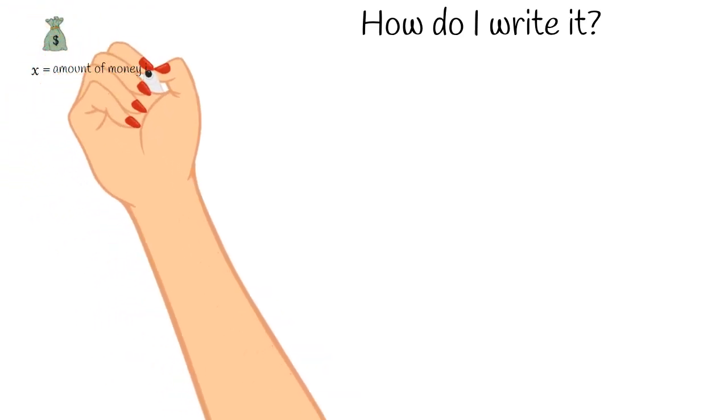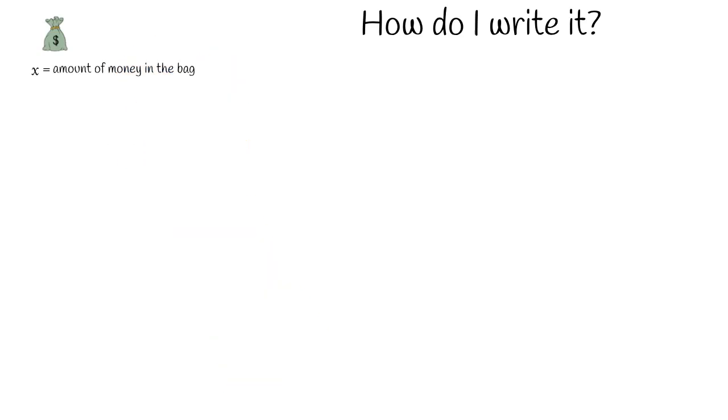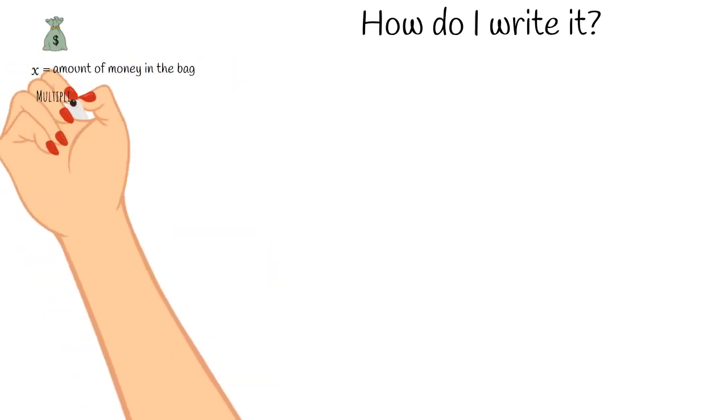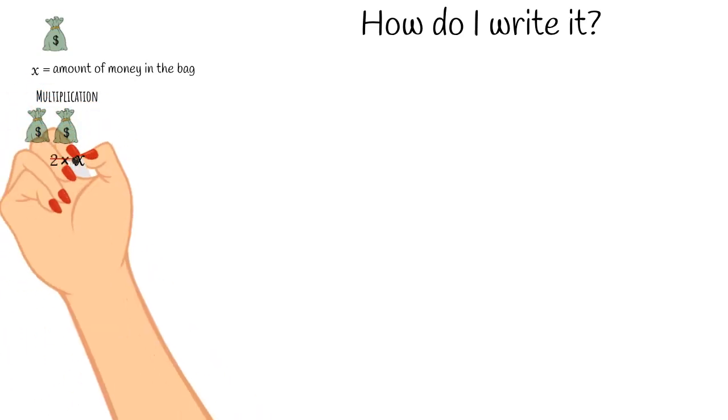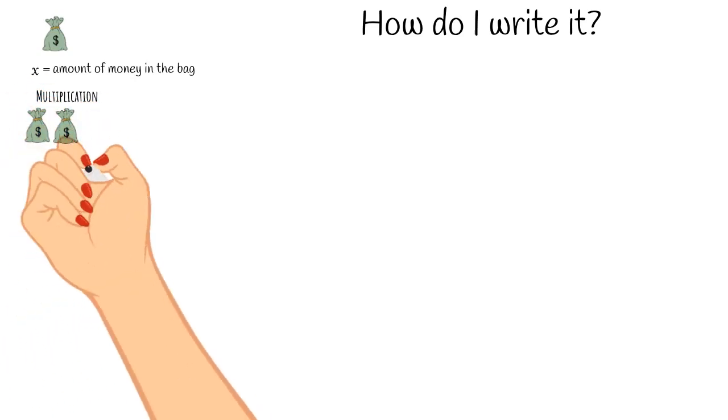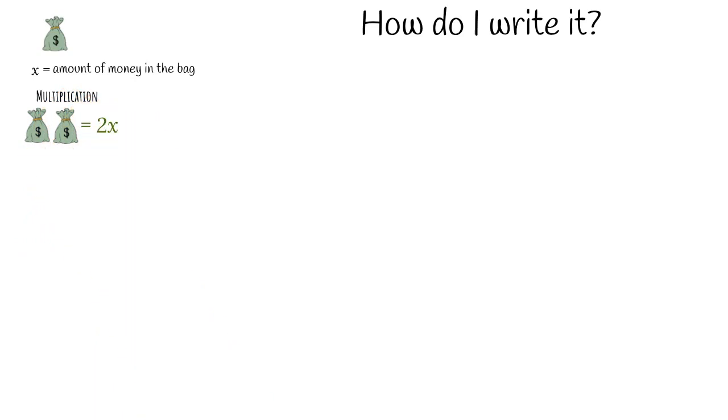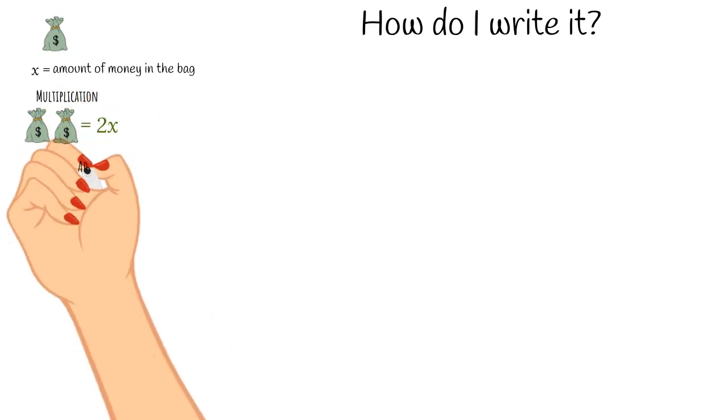Now let's start with how I write algebra. And to do this, we'll look at a bag of money, because I think we can all relate to that. And I'm going to say that x is equal to the amount of money in the bag. Now imagine I have two bags, that's a multiplication. Well, I want to do 2 times x, but we never write a times sign in algebra. We would just write 2x, the 2 coming first always.